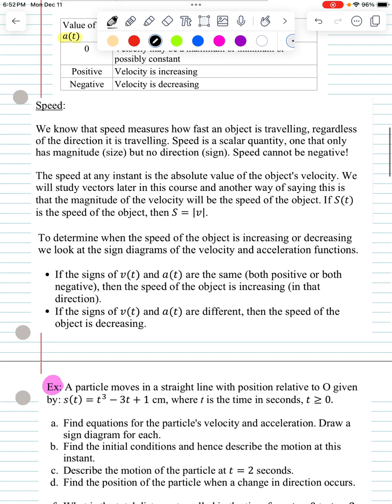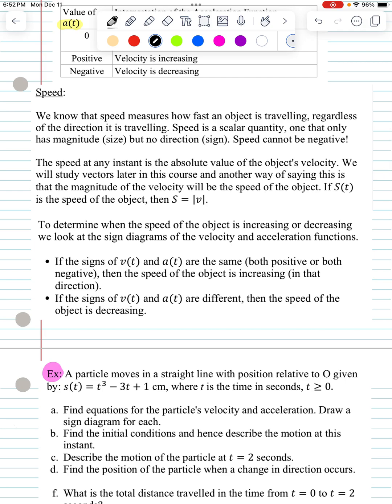Okay. So speed is important. We're going to be looking at the speed of different objects. So what we need to know is what's written in particular in these 2 bullet points here. If we discover that the signs of the velocity function and the acceleration function are the same when we do a sign analysis, so for example, both are positive or both are negative, then the speed of the object is increasing in that specific direction. Okay? If we discover that the signs of the velocity and acceleration are different, so perhaps one is positive and one is negative, then the speed of the object is decreasing or it is slowing down.